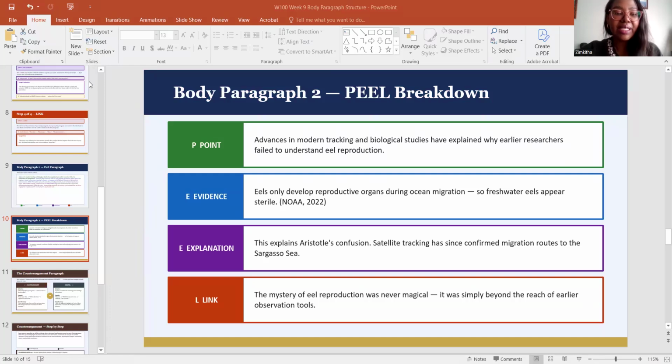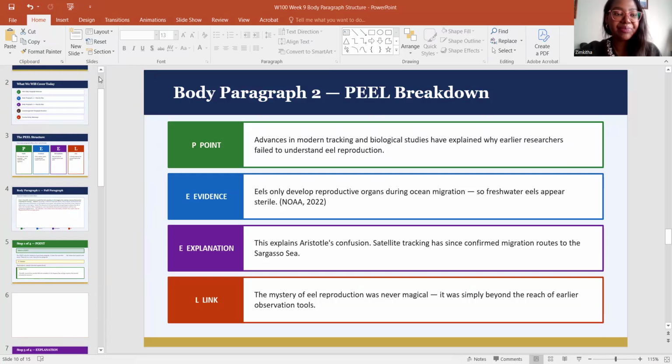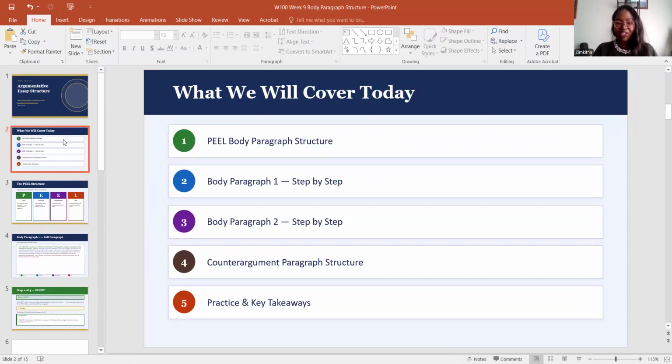All right, so today we're going to look at what that body paragraph structure looks like. I'm going to share my screen with you so that you have an idea of what we are expecting from you. Right, so let's have a look at the body paragraph. In today's lecture, we're going to look at the PEEL body paragraph structure. Then we're going to look at a step-by-step body paragraph number one, step-by-step body paragraph number two, and then the counter argument paragraph I'm going to do separately in a different video so that you just focus on this for now, okay? So let's get started.